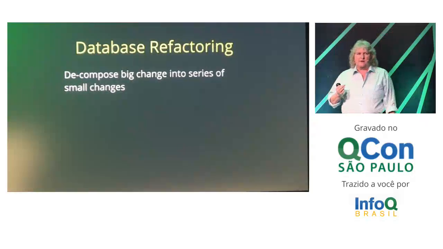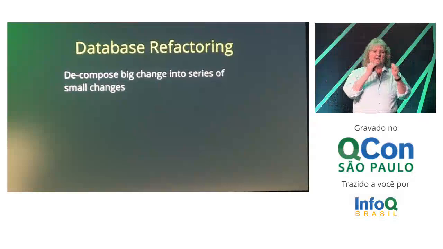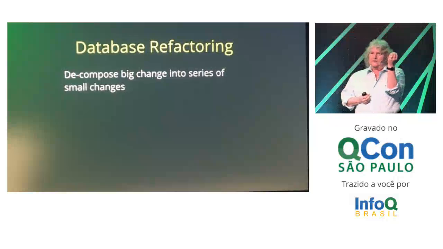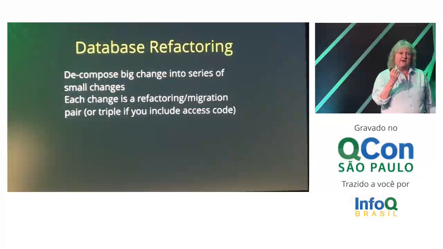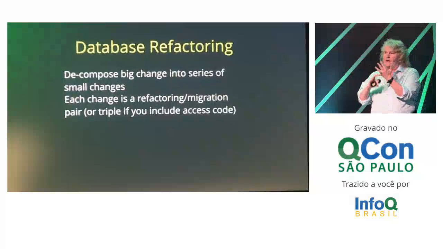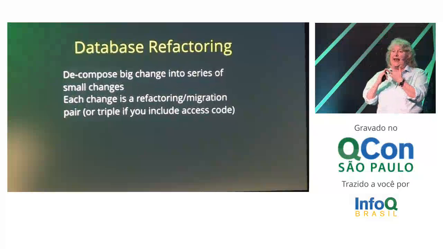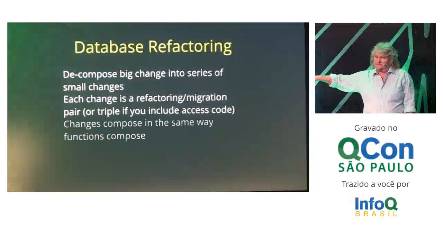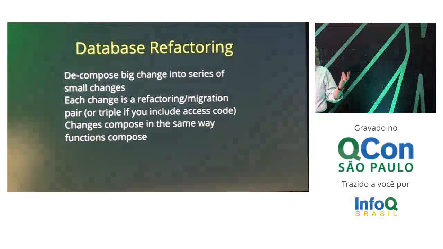Pramod and Scott Ambler in the book break down for relational databases all of the different kinds of changes that you make into these atomic database refactorings. You break any large change into this series. And then each change in that series comes along with how are you changing the database? How do you potentially have to change the code to access the database? And most importantly, how do you do the migration? And then you compose these things in the same way that we compose functions.